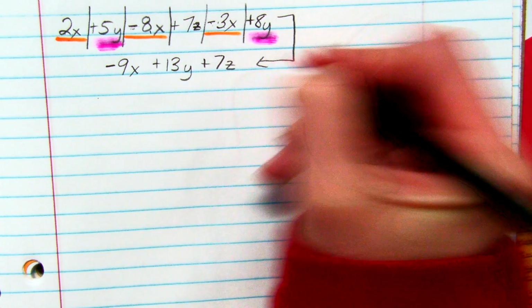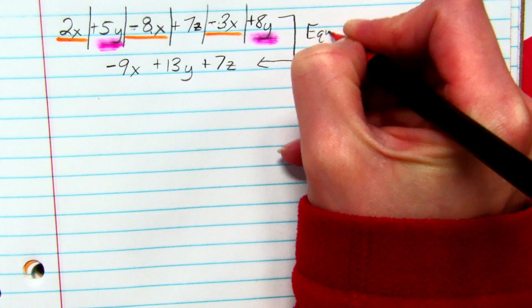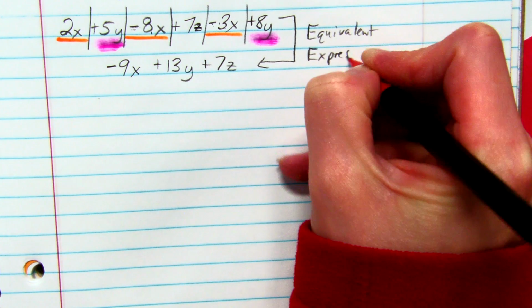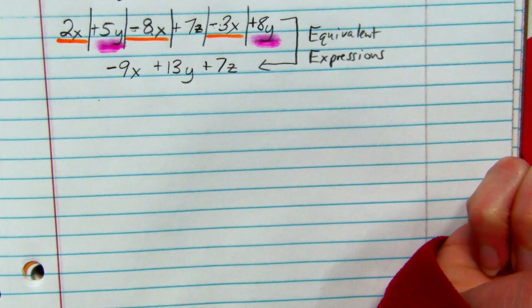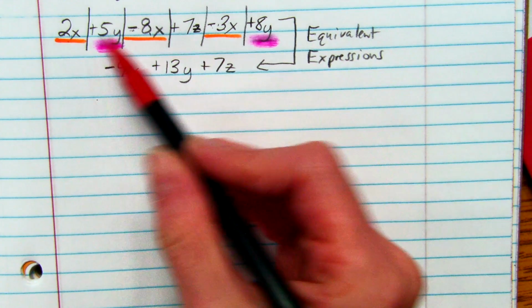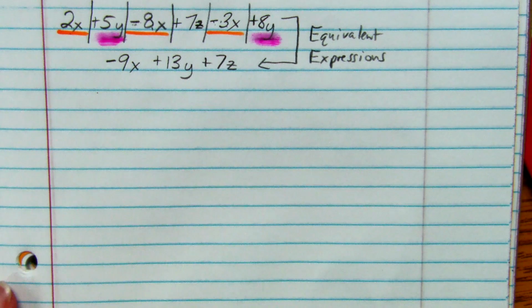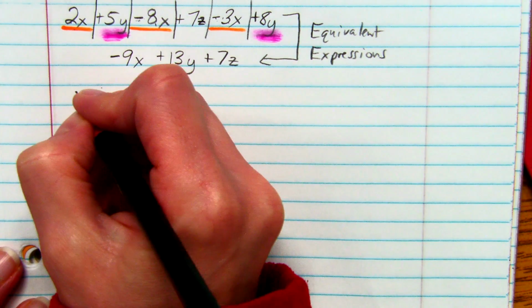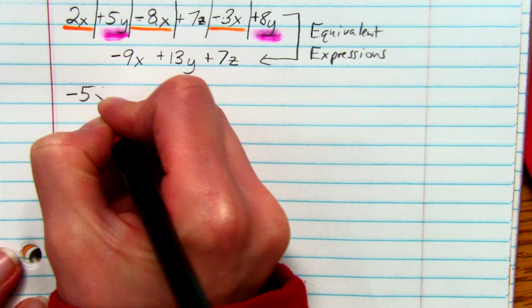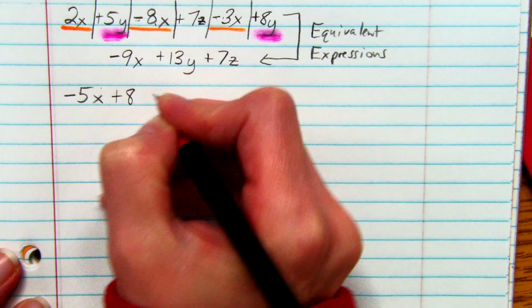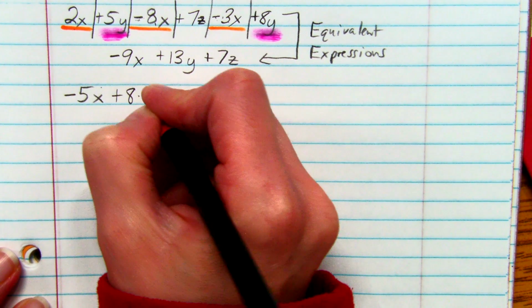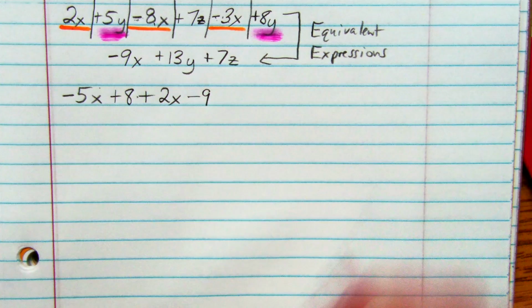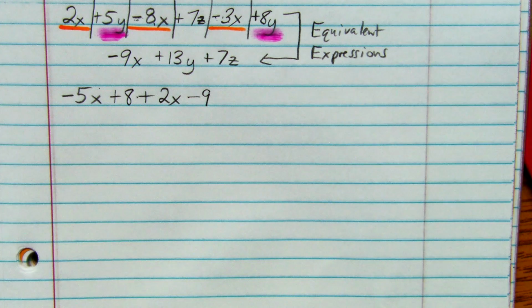This and this are considered equivalent expressions. If you do all of the math right, these are equivalent. So let's do another example. Let's say I have negative 5x plus 8 plus 2x minus 9. We'll just make it like that.